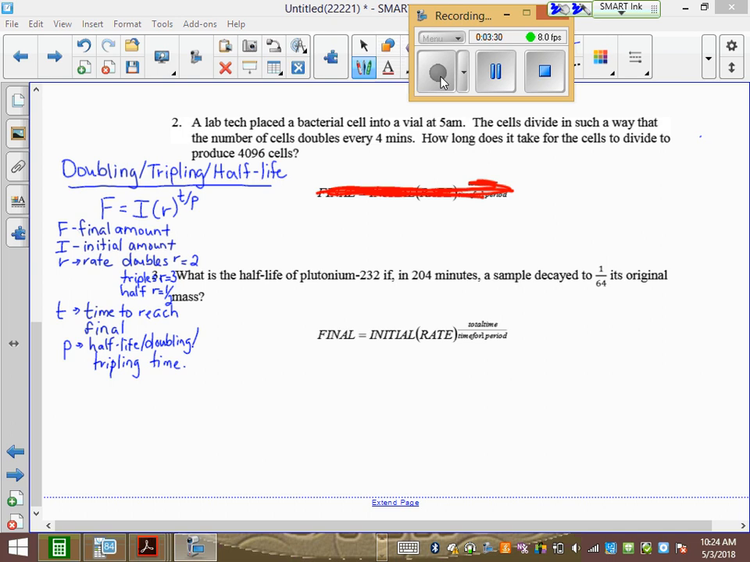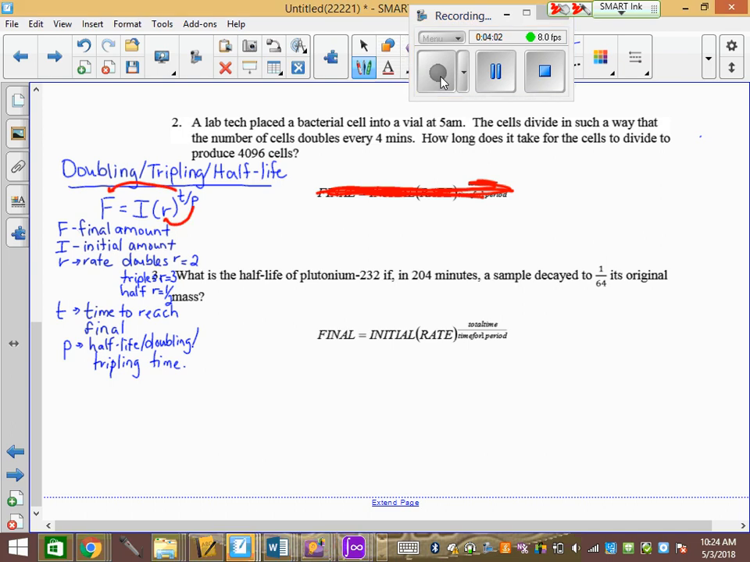So final amount would be like after 10 years there was, or after 5 hours there was, or at the end of 3 hours there was 10 bacteria or something. That'd be your final amount of bacteria. The initial amount would be what you started with, right? R is just 2, 3, or a half, doubling, tripling, or half-life. The T and the P is what confuses people. So I always draw arrows so that I remember which one goes to which. So the T goes to F and the P goes to R.